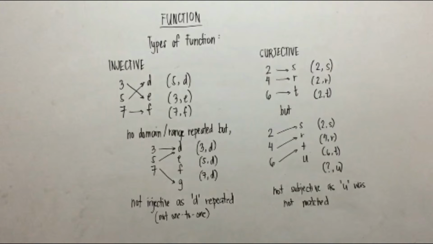In our first figure, we have 2, 4, and 6 in our domain, and S, R, T in our range. Each domain value is paired to one value in our range, satisfying the condition that all domain and range values must be used. As for our second figure, all range values are assigned to a domain value except for U, which doesn't satisfy the condition, making it not surjective.